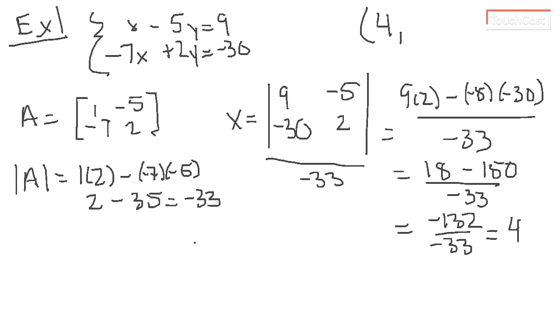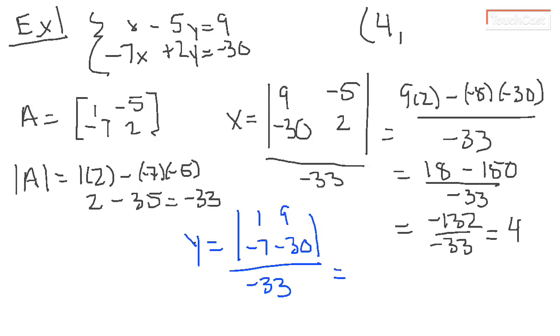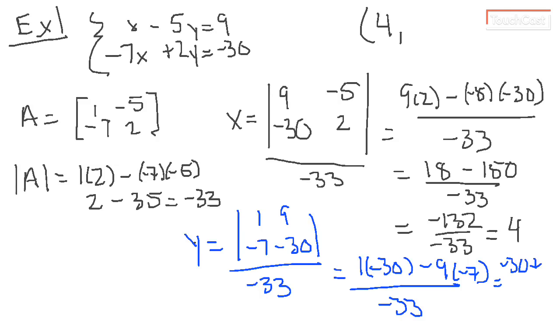To find y, which I'm going to do in a different color, here in blue, we're going to take A and C, 1, -7, and then E and F, 9 and -30, and divide that determinant by -33. So we're going to have 1 times -30 minus 9 times -7 divided by -33. So we're going to have -30 plus 63 divided by -33. And -30 plus 63 is 33 divided by -33. It's going to give us a y value of -1. So our answer is going to be 4, -1.